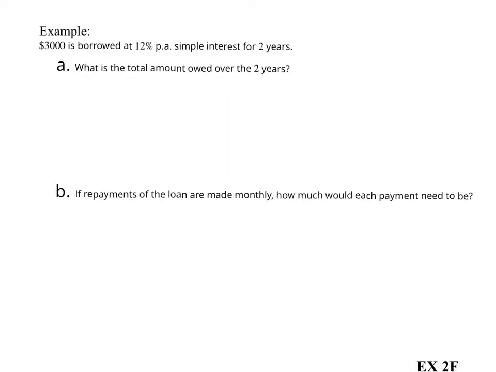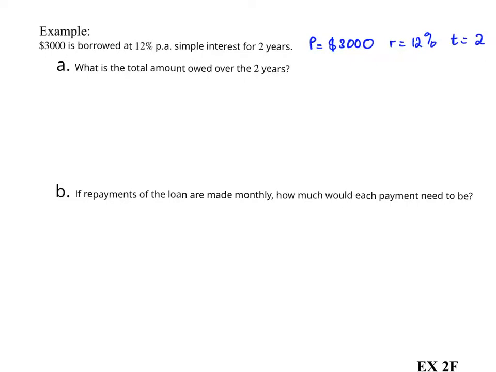Now let's look at this example. We do need to do some thinking here. What information are we given? $3,000 is borrowed. So we know straight away that $3,000 is our principal at a rate of 12%. So R is 12% for 2 years. So T is equal to 2. So that's going to be for part A and for part B.